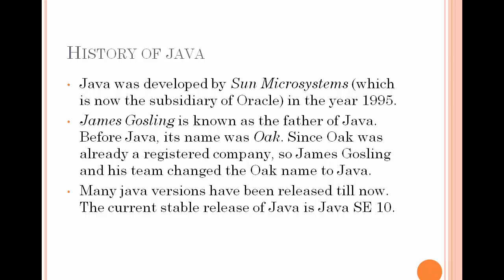So they picked two names: Java and Silk. Since Java was so unique, most of the team members preferred Java over the other names. That's how the Java language was named.